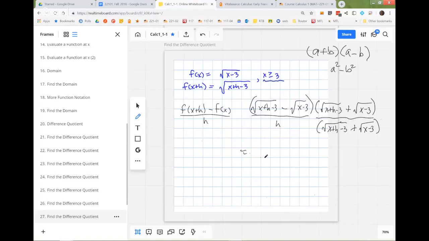What's the square of x plus h minus 3? Under the root. What's the square of that square root? That thing. Minus the square of the other thing. And the problem is we still have a mess on the bottom, but give me a second while I write this out.